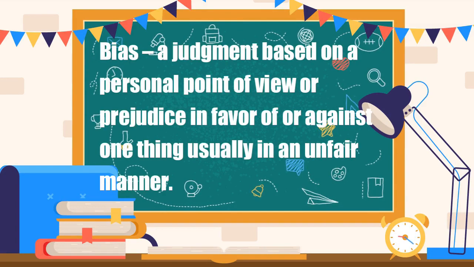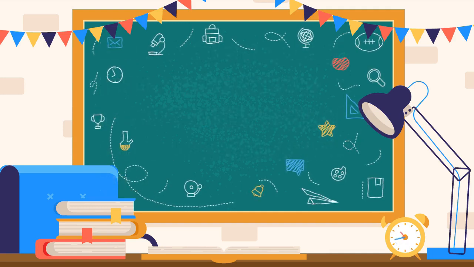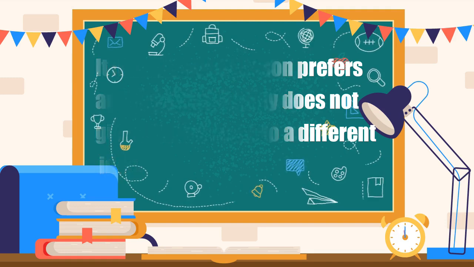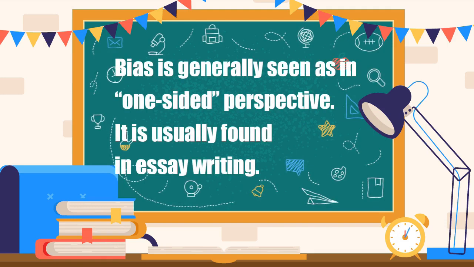Bias, a judgment based on a personal point of view or prejudice in favor of or against one thing, usually in an unfair manner. It means that a person prefers an idea and possibly does not give equal chance to a different idea. Bias is generally seen as a one-sided perspective. It is usually found in essay writing.